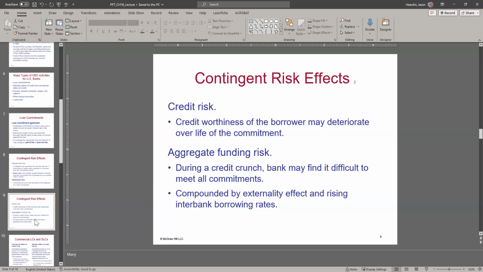And this may be compounded by externality effect on rising interbank borrowing rates. Similar to what I was explaining earlier, if interest rates change, it could go against you because you already put a specific rate on that commitment.